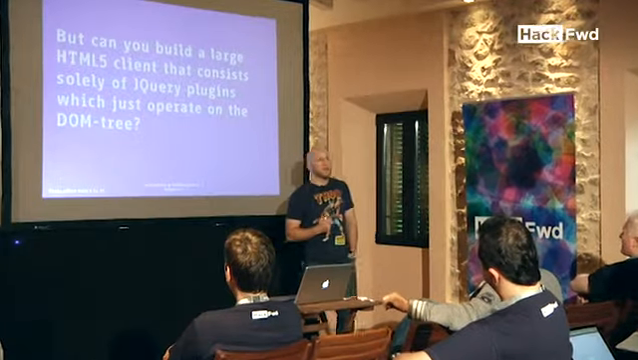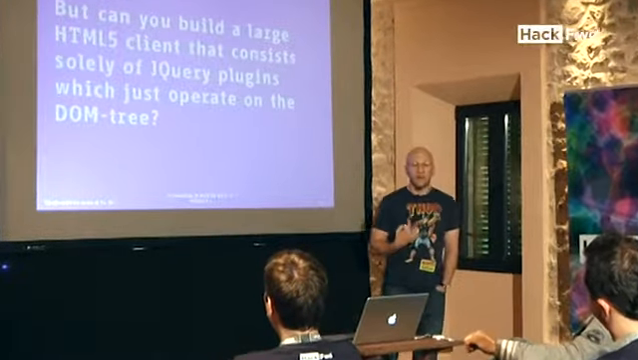But the question is, can you use it for large HTML5 clients? Because jQuery has a special way to work with HTML. You have nodes in a DOM tree, you iterate over the tree, you do a selection, you take a set of nodes, then you just have chained function calls. But how to structure this in a larger way? How to bring more structure to this? How do different plugins work together?